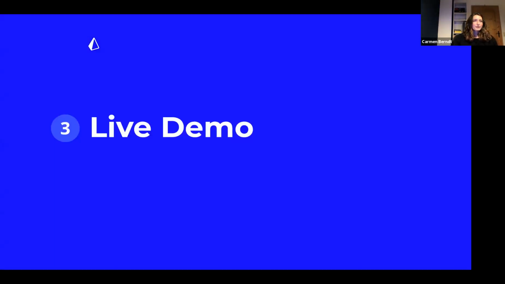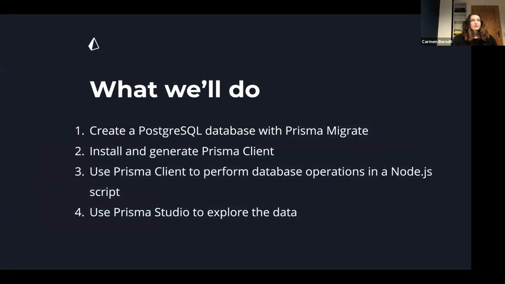All right, so I'll start with the demo, but let me tell you what I'll do there. We'll look at the Prisma schema first, and we'll create a Postgres database with Prisma Migrate, and also install and generate Prisma client, use it to perform some database operations like saving an entity and relations and also fetching those, and using Prisma Studio to explore the data.